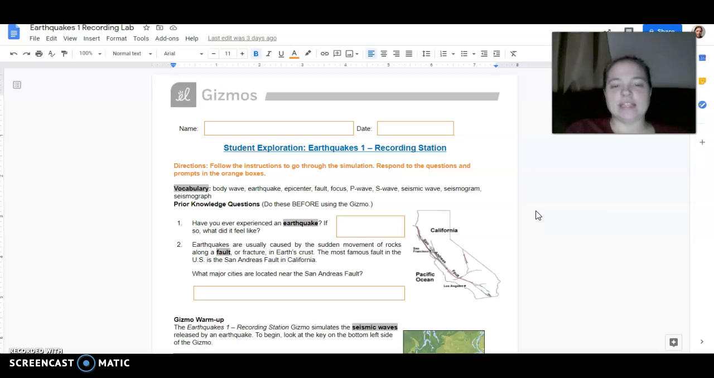You guys are going to be doing this. This is the first of the two labs for earthquakes. This one we're going to deal with the S and P waves, kind of going on from yesterday with the S and P waves.